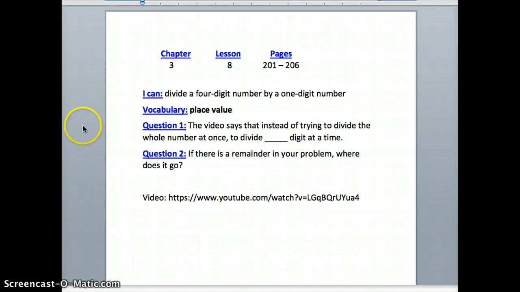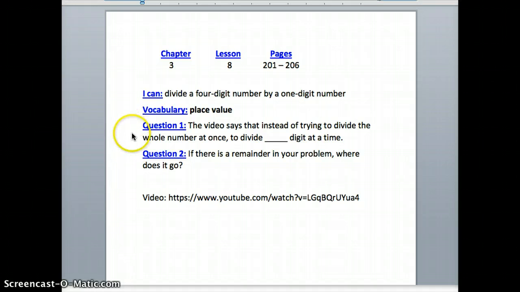Today we are learning Chapter 3, Lesson 8, which can be found on pages 201 through 206. Our objective is: I can divide a 4-digit number by a 1-digit number. Vocabulary is place value. Question 1.